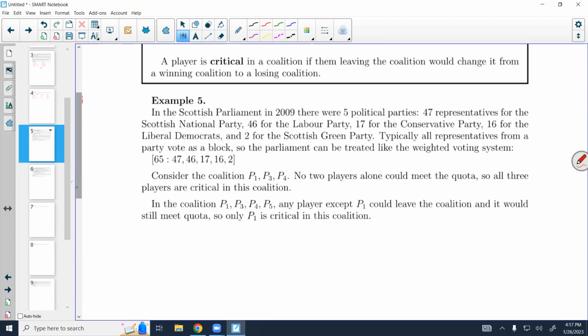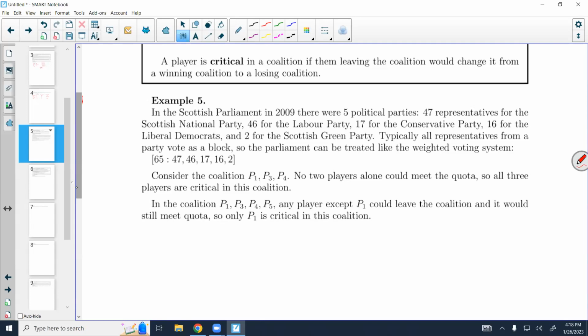Now consider the coalition player 1, player 3, player 4. No 2 players alone could meet the quota, so all 3 players are critical in this coalition. If any one of them drops out, it's no longer a winning coalition. In the coalition player 1, player 3, player 4, player 5, anybody but player 1 could leave the coalition and it would still meet quota. So only player 1 is critical.